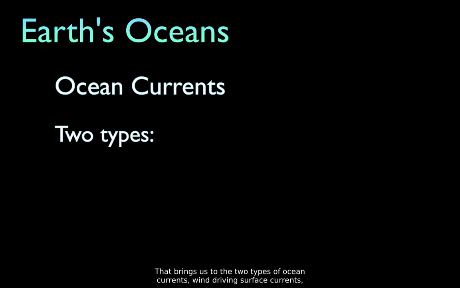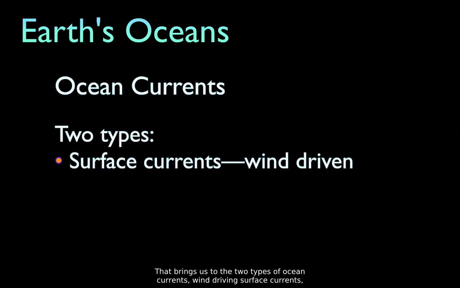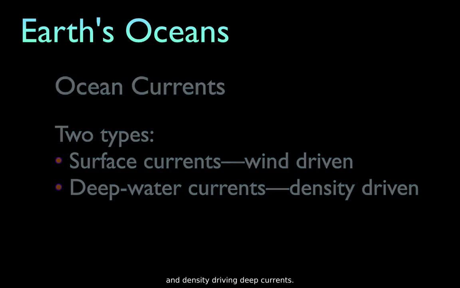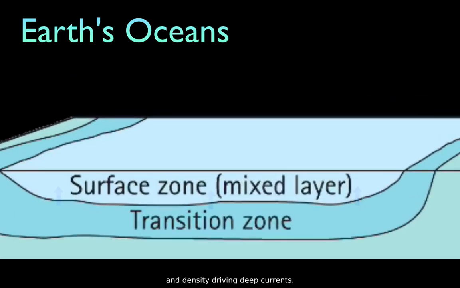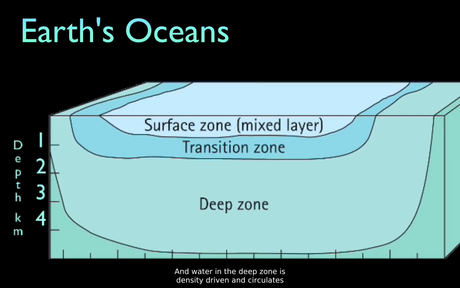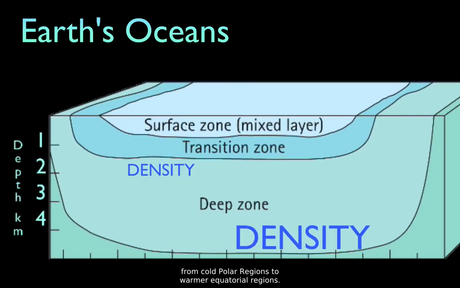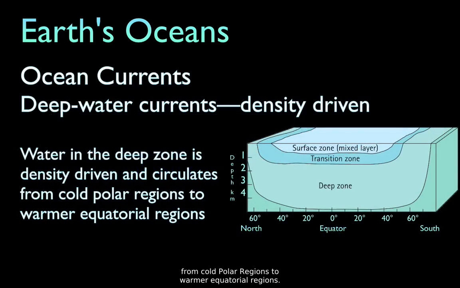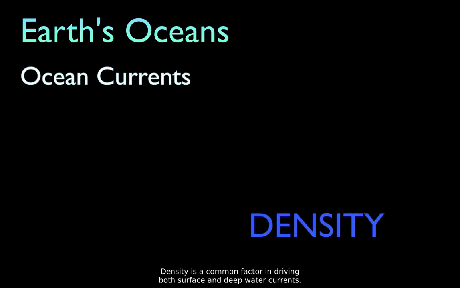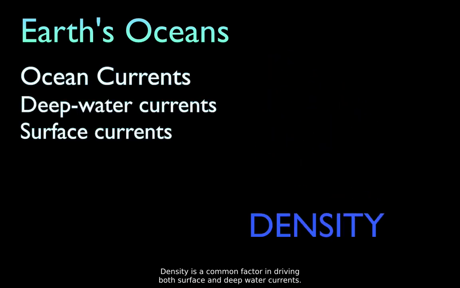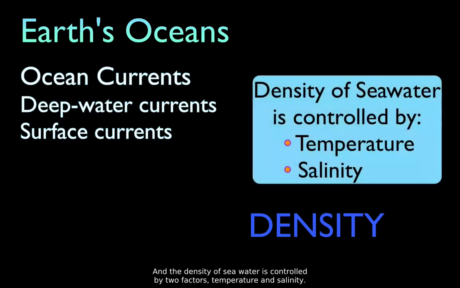That brings us to the two types of ocean currents: wind-driven surface currents and density-driven deep currents. Water in the surface zone moves vertically in response to temperature and density, and horizontally in response to wind. And water in the deep zone is density-driven and circulates from cold polar regions to warmer equatorial regions. Density is a common factor in driving both surface and deep water currents. And the density of seawater is controlled by two factors: temperature and salinity.